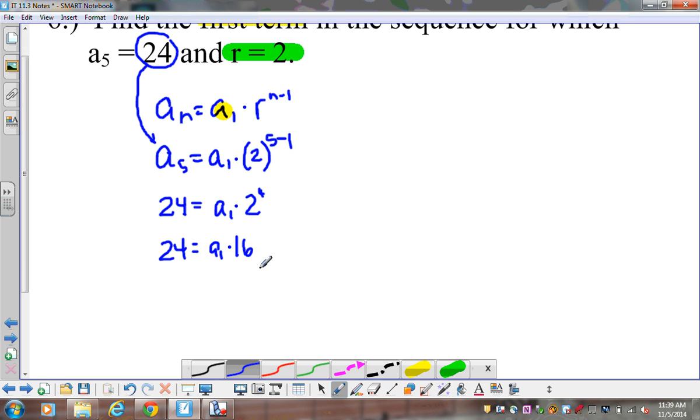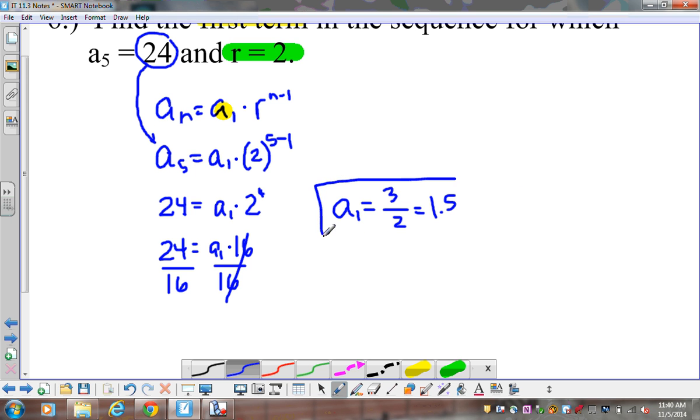Just like if this a sub 1 were an x or a y, to solve for that variable, I've got to get rid of this 16. I've got to get the variable by itself. Since I'm multiplying here, the opposite of multiplication is division. So I'm going to divide both sides by 16. Cancel that, divide by 16 on that side. You can simplify it as a fraction. If you do, your first term is 3 over 2. Or you could write it as a decimal since that's a finite decimal, so 3 over 2 or 1.5.